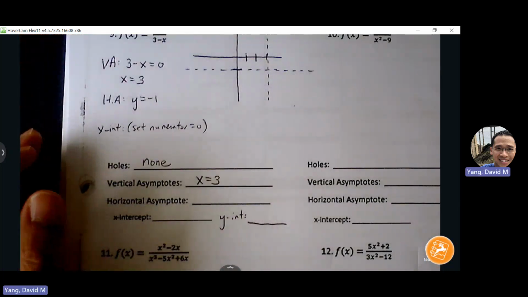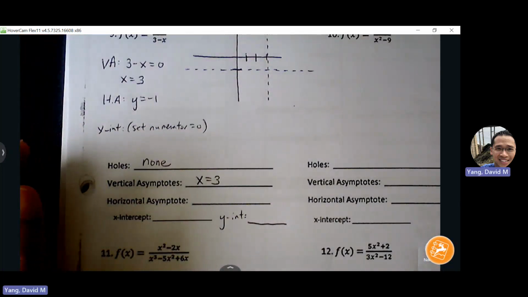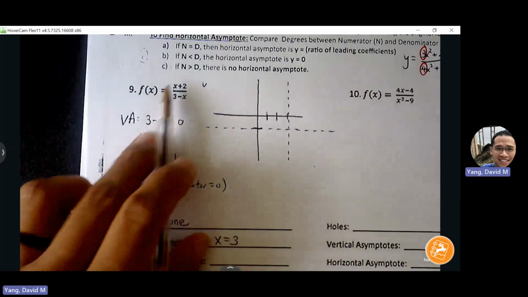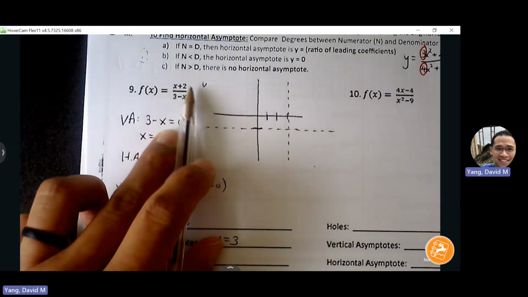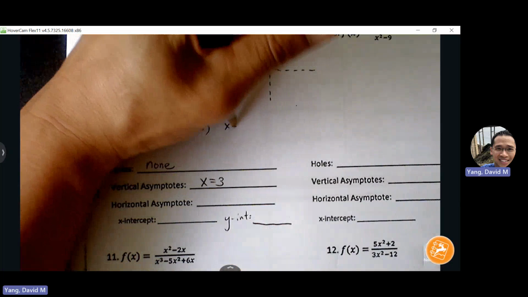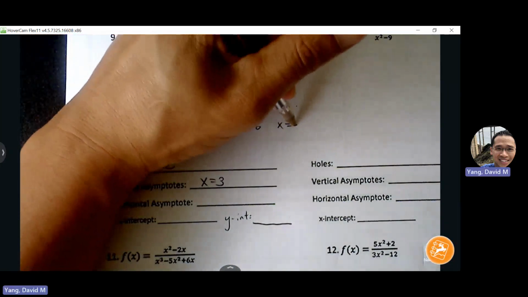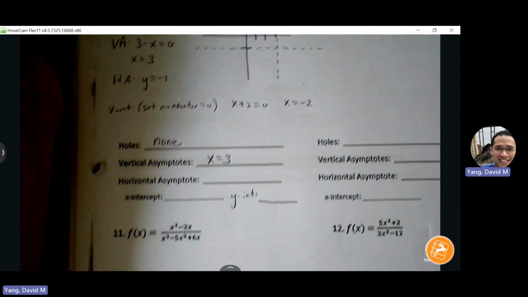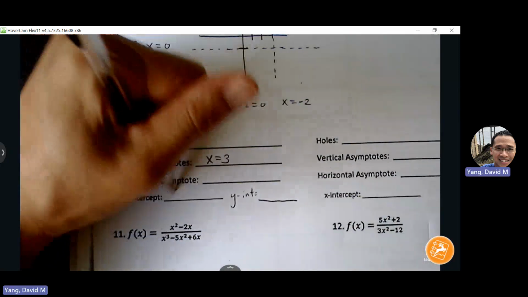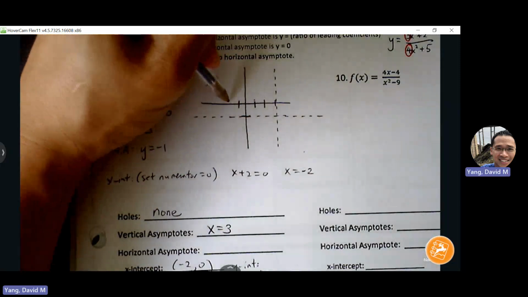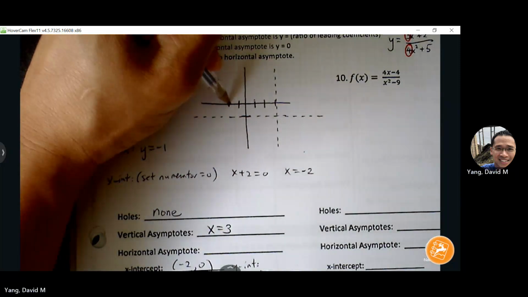Assuming it doesn't cancel out. If the numerator cancels out with the denominator, then that's a candidate for a hole. But here we see the x plus 2 doesn't match anything in the numerator or the denominator, so x plus 2 is kind of alone. If I set x plus 2 equal to 0, I get x equals -2. So that's my x-intercept. The x-intercept is at (-2, 0). It gives us an anchor point to work with.